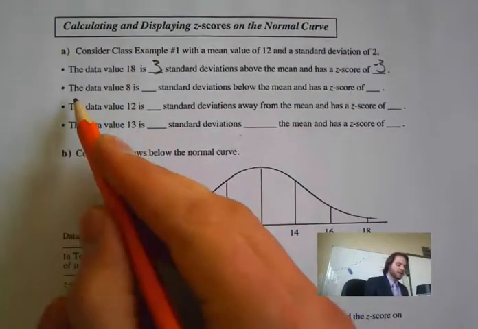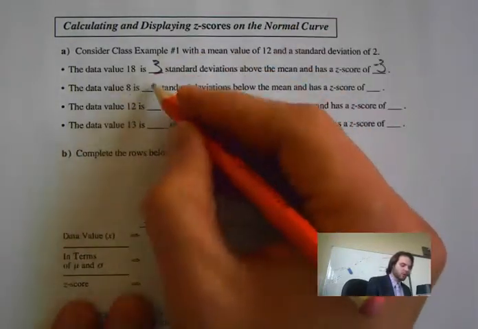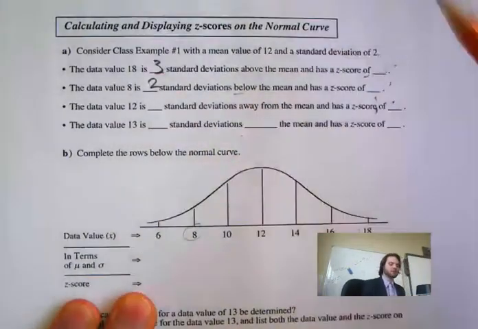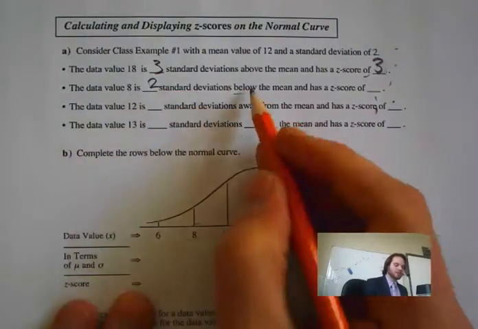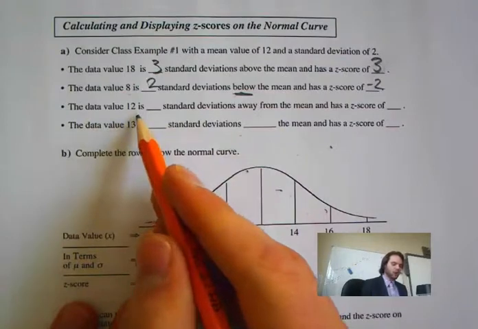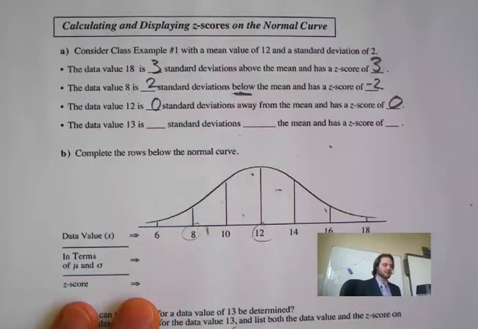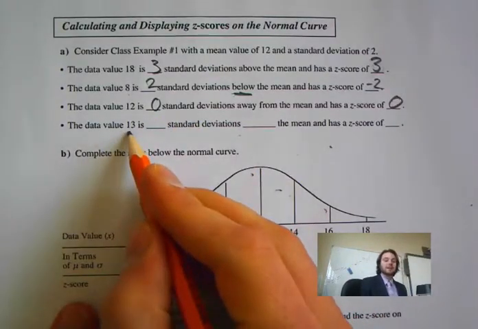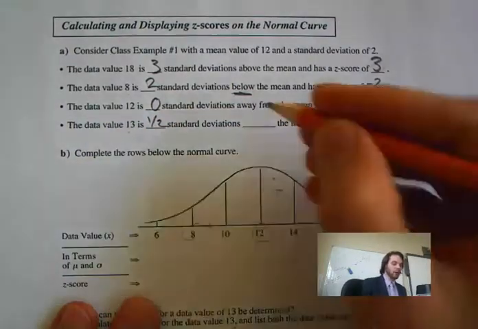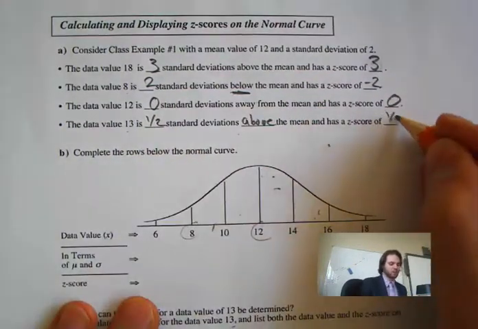Okay? The data value of 8 is how many standard deviations away? It's 2 standard deviations below. Anytime we see below, it's going to be negative, so -2. The data value of 12 is the mean, 0 standard deviations away from the mean, so the z-score is 0. The data value of 13 is, well, half a standard deviation above, and since it's above, it's going to be +1/2.